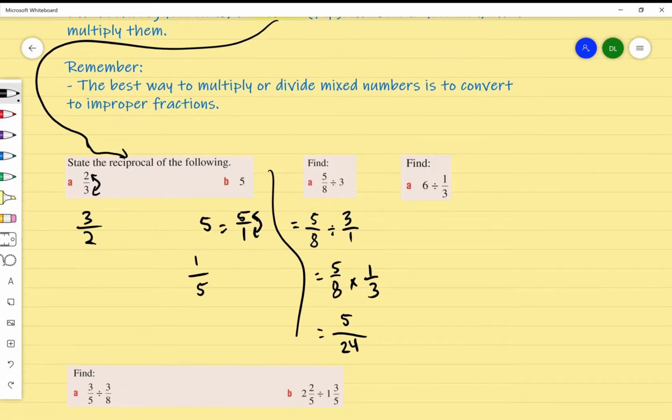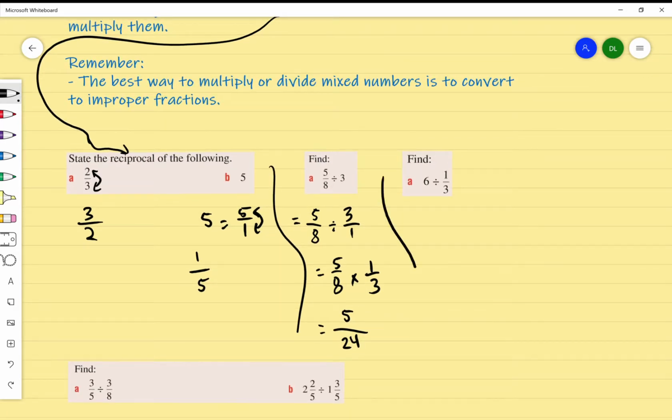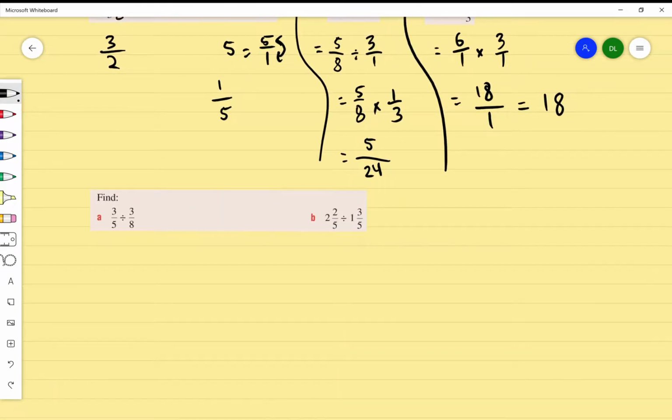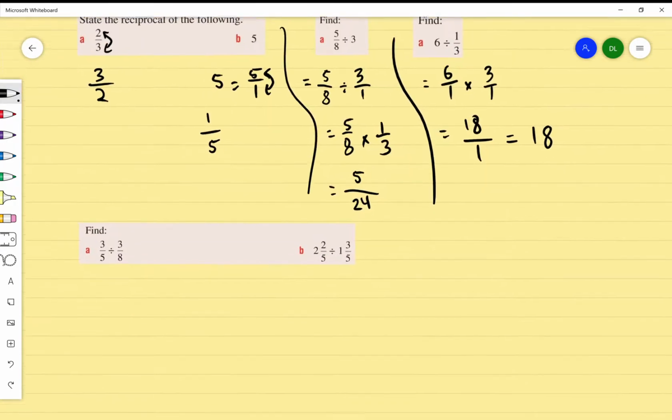Great. Similar thing over here. I know that 6 is the same as 6 over 1. I'm going to flip it, so it's 3 over 1 instead of 1 over 3. And then multiply them, and I get 18 over 1, or in other words, 18. Great. Let's go ahead and do some ones with fractions on both sides.